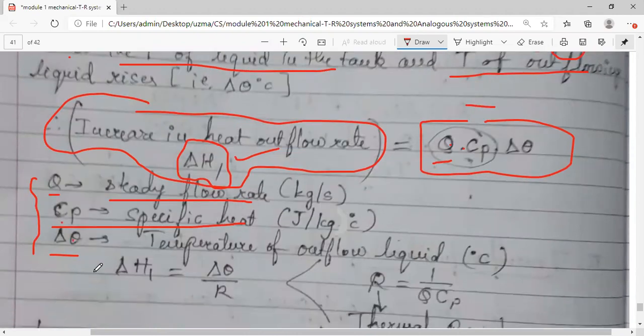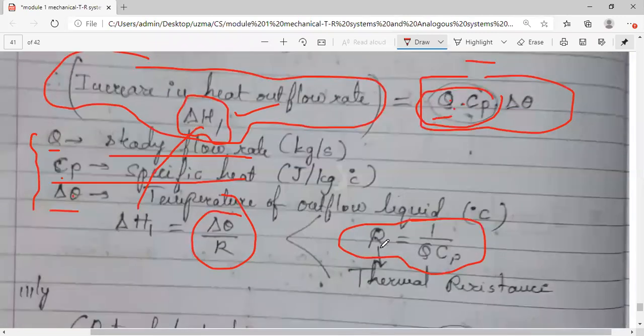Or I can even write this delta H1 is equal to, instead of Q into Cp, the steady flow rate into specific heat, which is related to your resistance inversely. R is equal to 1 by QCp. So I have replaced that, delta theta by R. So what is capital R? Obviously each element will have its own resistance. In the previous session we have seen hydraulic resistance, and even pneumatic resistance. Now we are dealing with thermal systems, so it is thermal resistance.